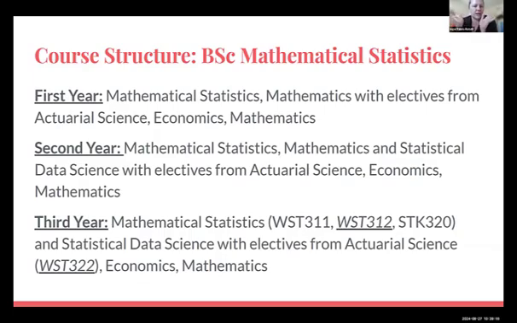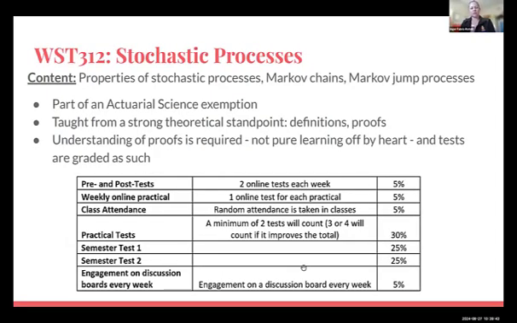We've got math stats, mathematical statistics and mathematics in all years. And I teach at third year level these two underlined modules here, which are both mathematical statistics modules. WST 312 is stochastic processes, and it's a core module for our BSc students. WST 322 is actuarial statistics, and it's an elective because it's very statistical focused, but we've made it an elective for our own students, but a lot of them do take it.